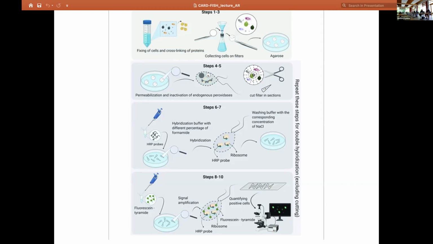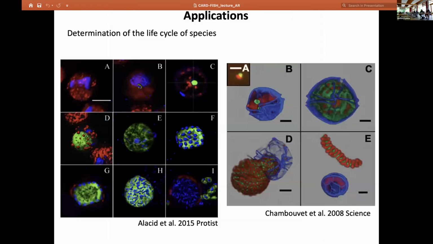Okay. And once done, then you have some washings again, and then you can prepare your slides with all your filters. Here you can do your double stainings with DAPI, with alcohol, with whatever you need. And then you can directly observe these filters in the fluorescence microscope. Then we have some examples here for the different applications. Why do we want to do that?